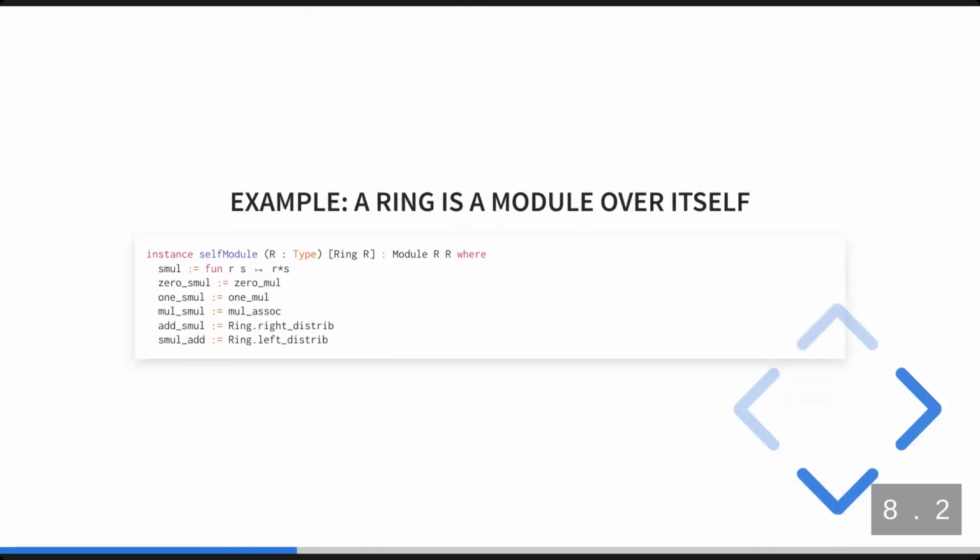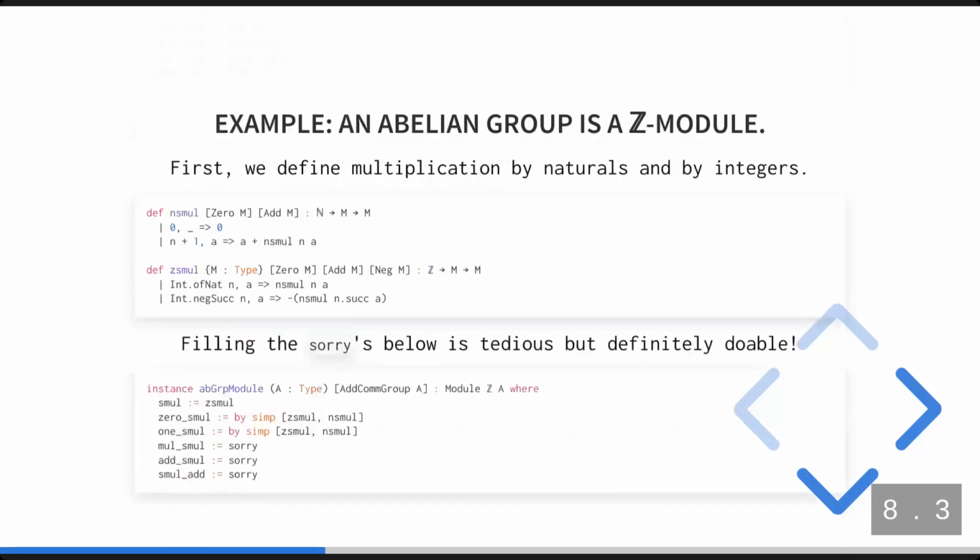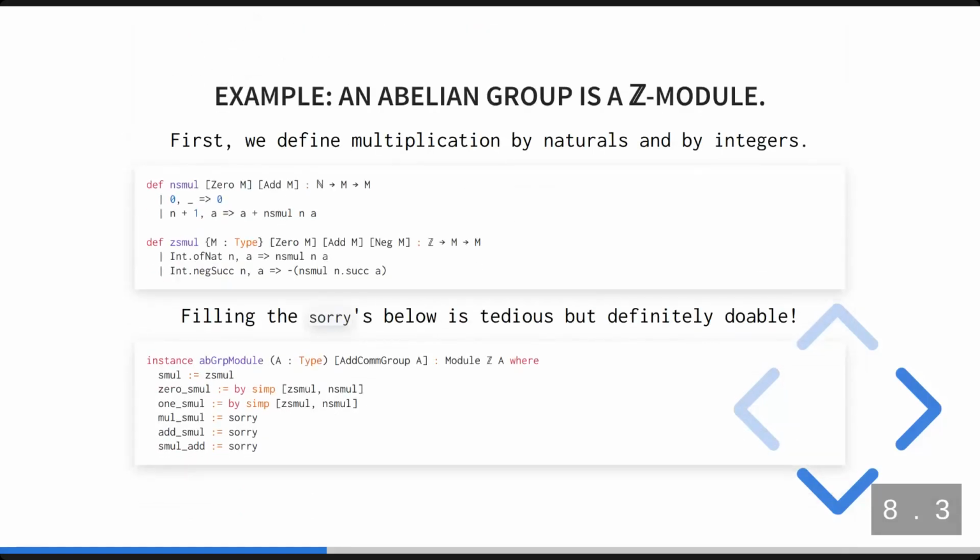Okay. So from here, for instance, you can show that if you have a ring R, then you get a module over itself. R is a module over R. So what is the multiplication by scalars? It's just the actual multiplication on the ring, and then you can prove all the axioms for that. So that's fine. Another thing you can do is, if you have an abelian group, then it is a Z module as well.